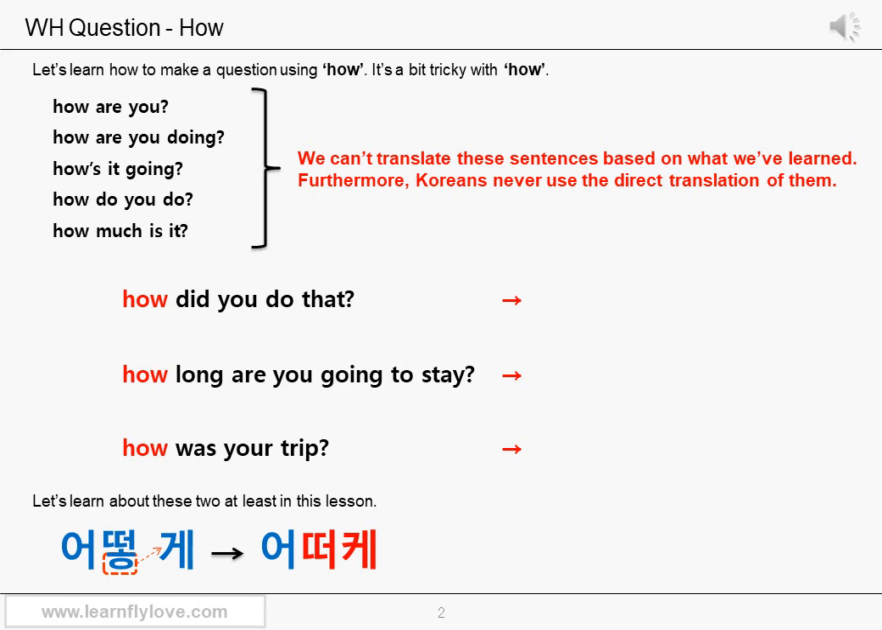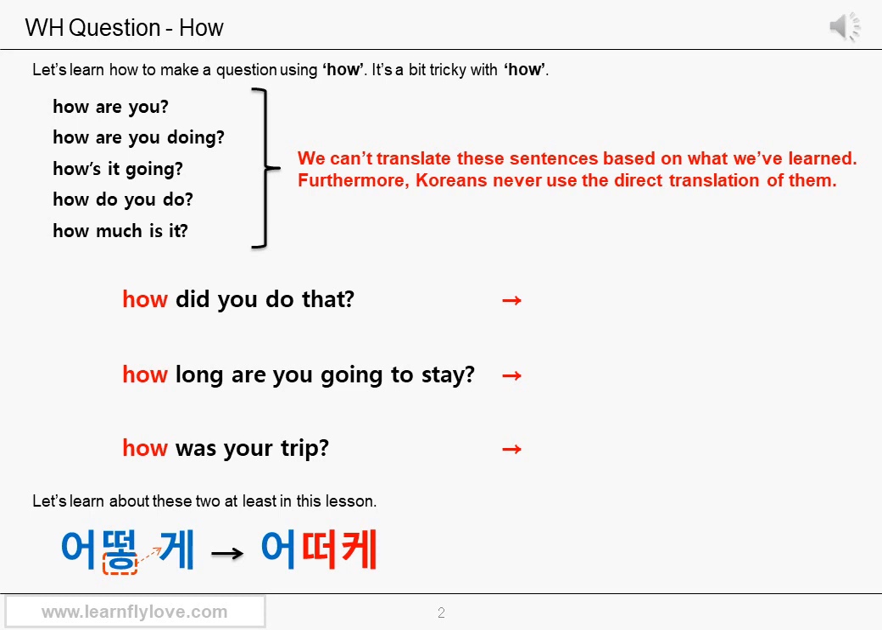It's not because it's hard to make a question using how, but it's mainly because it's hard to translate an English sentence using how into Korean. Sometimes we need to use another way to mean what an English sentence means in Korean. That's it. So don't worry too much about it. Just follow our lead. Let's go.